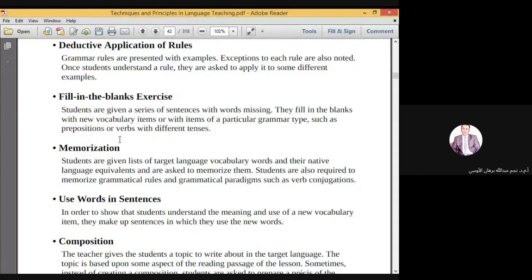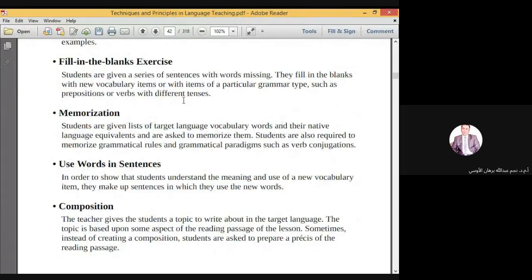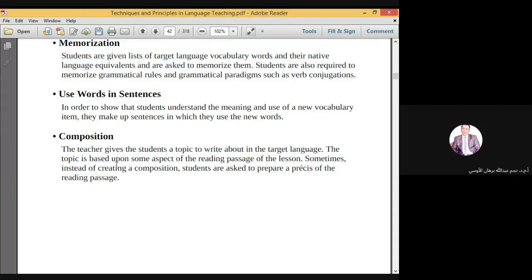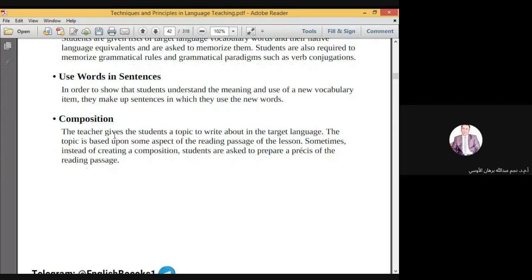Memorization, what is the meaning of this? Students are given a list of target language vocabulary words and their native language equivalents and are asked to memorize them. Next, use words in sentences. In order to show that the students understand the meaning and use of the new vocabulary items, they make up sentences in which they use the new words. The last one, composition. The teacher gives the students a topic to write about in the target language. Like us, we give you a topic and ask you to write a composition.